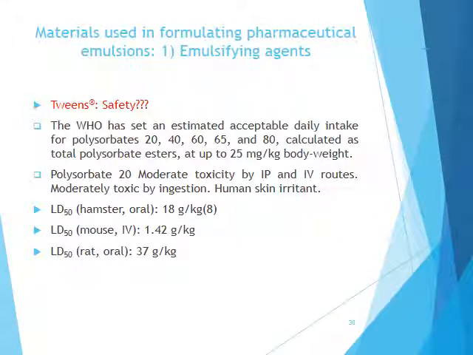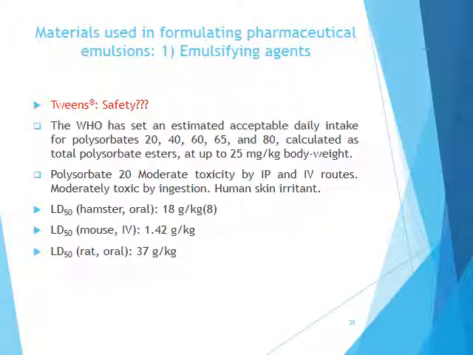This slide is showing the safety of Tweens. An important question we need to ask is whether the Tweens are safe to be incorporated in pharmaceutical formulations or not. The WHO has set an estimated acceptable daily intake for Tweens like 20, 40, 60, 65 and 80, calculated as total polysorbate ester, at up to 25 milligram per kilogram body weight. So this is the limit. The maximum limit is 25 milligram per kg body weight.